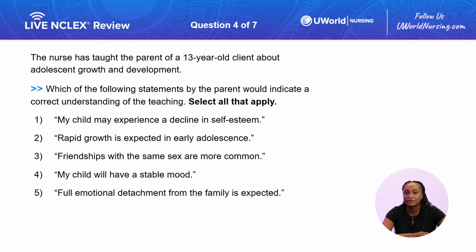Option 2, rapid growth is expected in early adolescence. Option 3, friendships with the same sex are more common. Option 4, my child will have a stable mood. Or option 5, full emotional detachment from the family is expected. Let me know what you guys think in the chat.